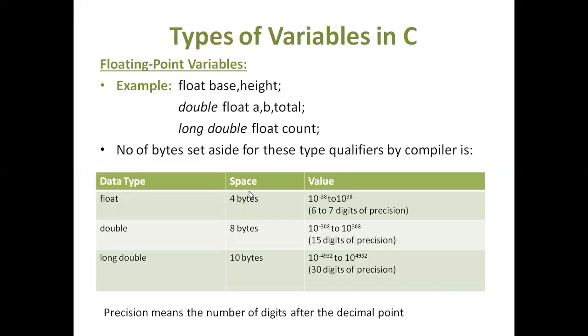Now the number of bytes set aside for these type qualifiers by the compiler: if you have written only float, as in this example, then 4 bytes will be reserved, and the minimum value that can be stored is 10 raised to power -38, and the maximum is 10 raised to power 38, with 6 to 7 digits of precision. Precision means the accurate number of digits after the decimal point. For double float, 8 bytes will be reserved. Minimum value will be 10 raised to power -308, and maximum will be 10 raised to power 308, with double precision, 15 digits. Long double reserves 10 bytes, and the smallest value can be 10 raised to power -4932, and the maximum value will be 10 raised to power 4932, with 30 digits of precision.